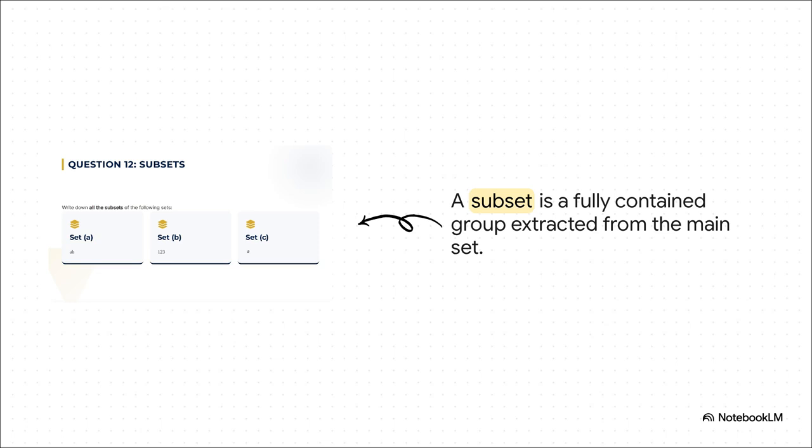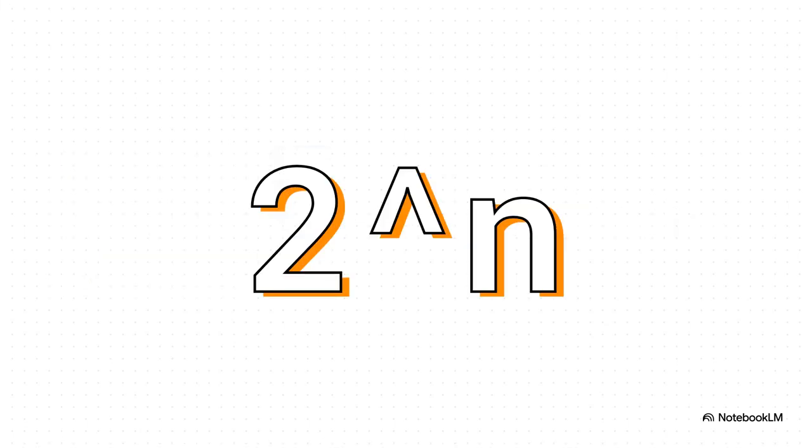If your main set is just the letters A and B, you can break that down. You get a set containing just A, a set containing just B, the set containing both, and, this is absolutely crucial, the empty set. The empty set is fundamentally a subset of every single set imaginable. Now, what if you need to quickly calculate exactly how many possible subsets you can extract from a master list?